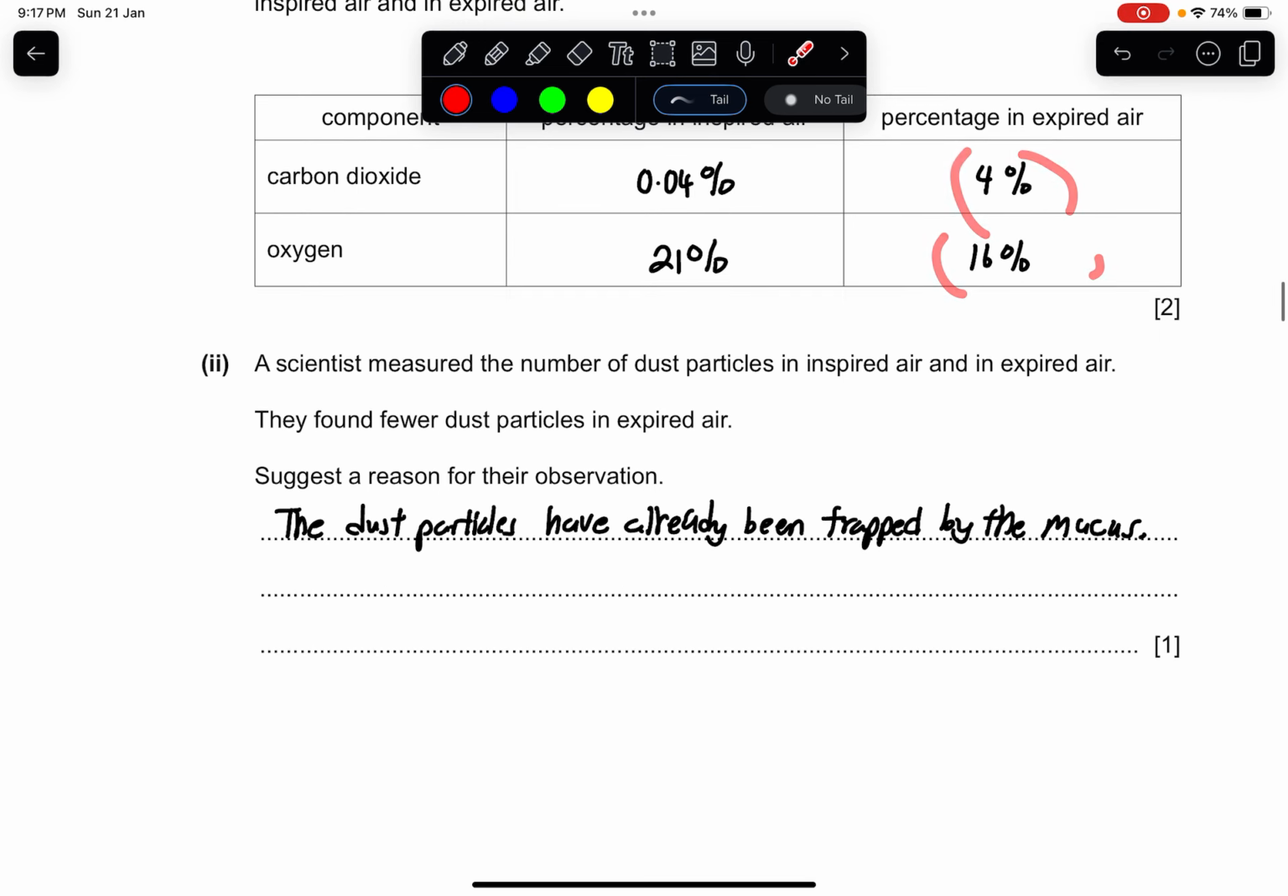Okay, so question 2: a scientist measured the number of dust particles in inspired air and in expired air. They found fewer dust particles in expired air. Suggest a reason for their observation. So this is coming back indirectly to how the mucus plays a role in the throat or in any system in the alimentary canal. For this case, there are fewer particles when it's being exhaled. So this means that all of the dust particles have already been trapped by the mucus itself.